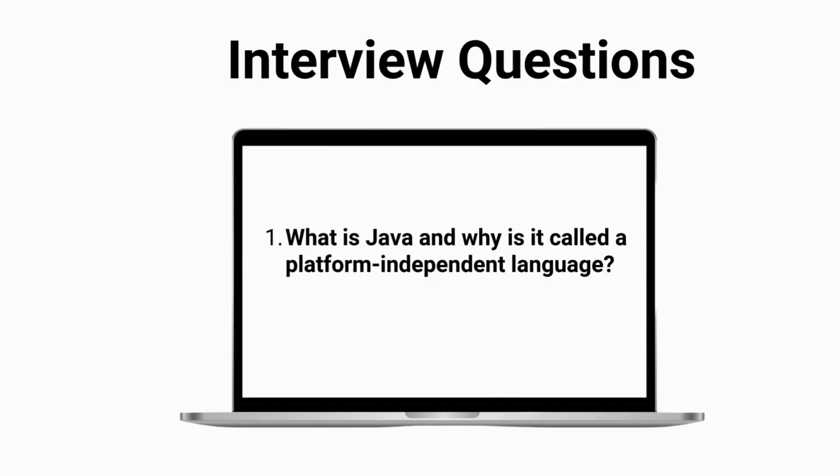Why is it called platform independent language? Java is a high-level object-oriented programming language. It is called platform independent because it follows the principle of write once, run anywhere. Java programs are compiled into bytecode, which can run on any device with a Java virtual machine, regardless of the operating system. So that's why it's called platform independent. Understood? Next, move on to question number 2.